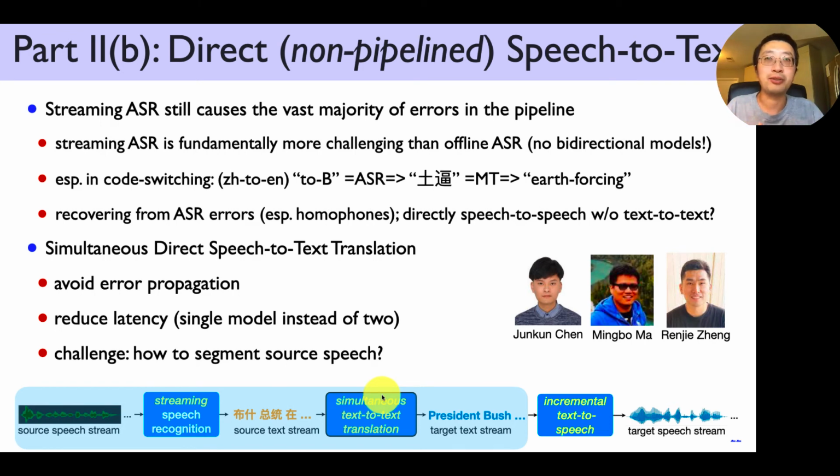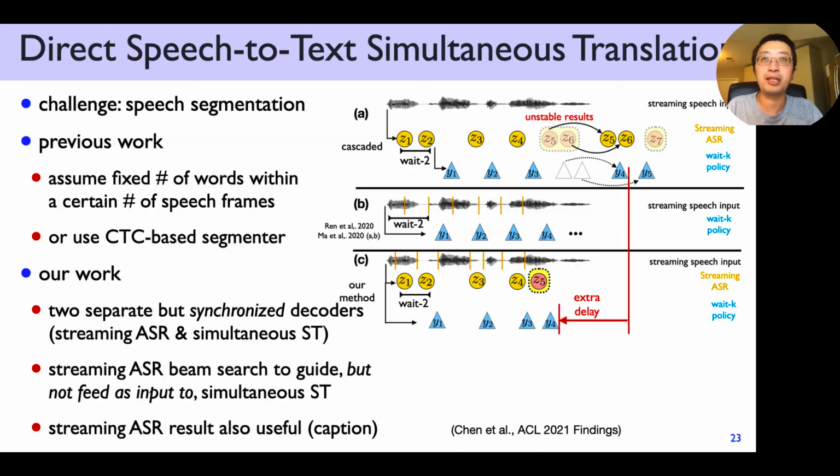But the challenge is how do you segment the source speech so that you can apply wait-k policies. In previous work, they would assume a fixed number of words within a certain number of speech frames. That's too bad. What we do is use two separate but synchronized decoders, one on streaming ASR and the other on simultaneous ST. But these two are parallel in the sense that streaming ASR's output does not feed directly into simultaneous ST, otherwise it's a pipeline, right?